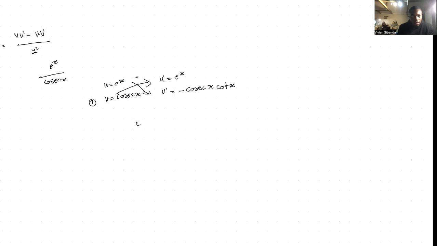So it will be... I don't know where that writing came from. Let me just fix that. It's e to the power of x times cosec of x minus, which is that minus sign there. It's part of the formula. And then this one will be the top one, which is e of x. E of x, since there's a minus here, it will change that minus into positive.